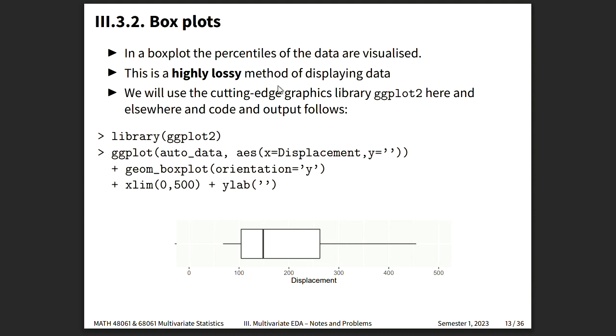In a box plot, you show the percentiles of the data. This is what's called a highly lossy method of displaying data. So lossy versus lossless: if something is lossless, in theory, you can reproduce it. It contains all the information in the data set, if you really zoomed in on the plot. If it's lossy, then you can't reproduce the data set, so there are multiple data sets that could map onto that visualization. Okay, so ggplot2 is a really good way of plotting, so I'm going to do almost everything in ggplot2. That's part of the tidyverse.